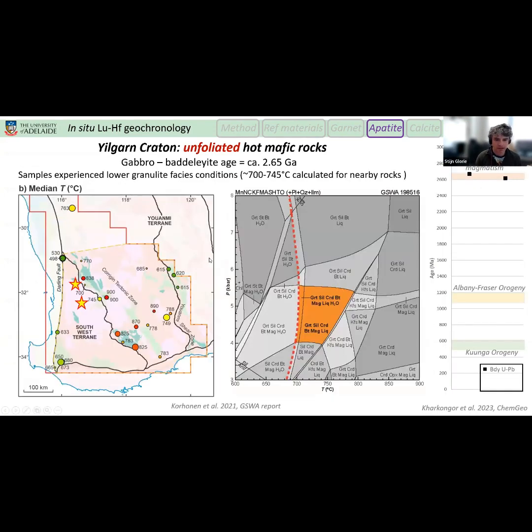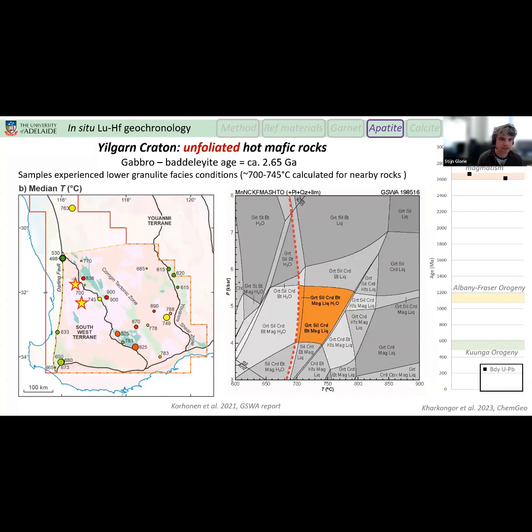All right, then the question: can we break the hafnium system? So how hot can they survive to? That's the other thing to test. So we went to a hot area, back into mafic rocks. We're now in the Yilgarn, and these rocks are gabbros. We've got quite good baddeleyite ages for the gabbros as a reference point.